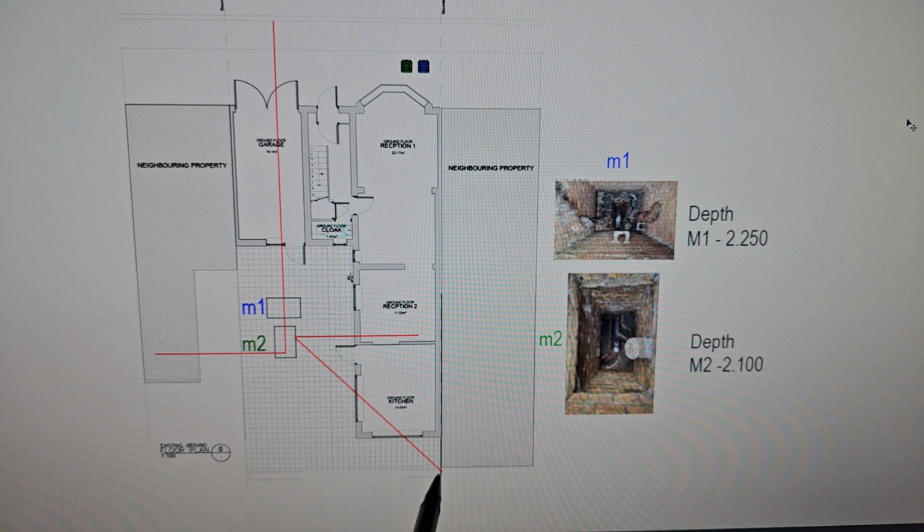This one, we can get rid of now. We know that it's not going that way. So this will just be scrubbed off on the next drawing.